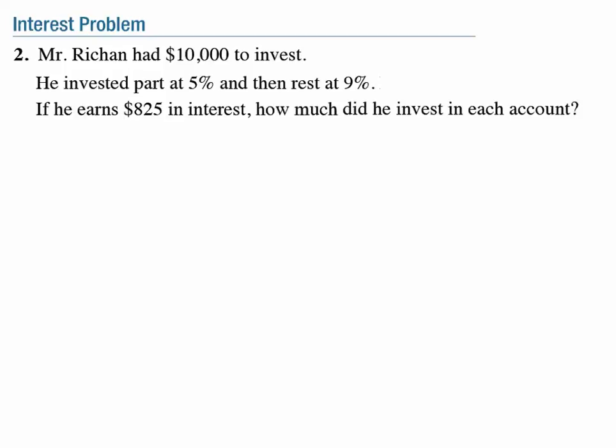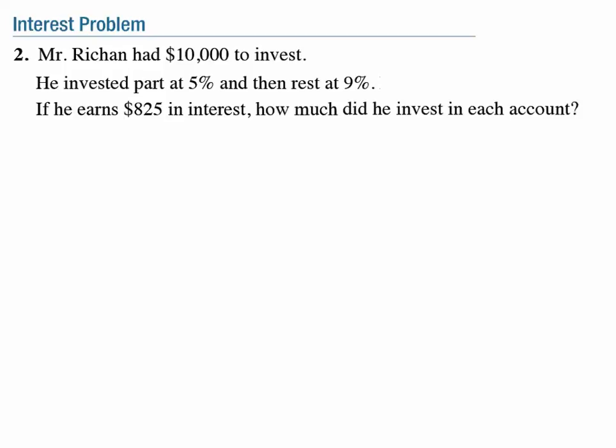Again, I think we've seen this before. We'll see that since we have two variables now, this one becomes a little bit easier of a problem to handle. But this time the x and the y, we do have to label them, and we have to keep those labels correct. So first things first. Mr. Richard had $10,000 to invest. He invested part of it at 5%, the rest at 9%. If he earns $825 in interest, how much did he invest in each account?